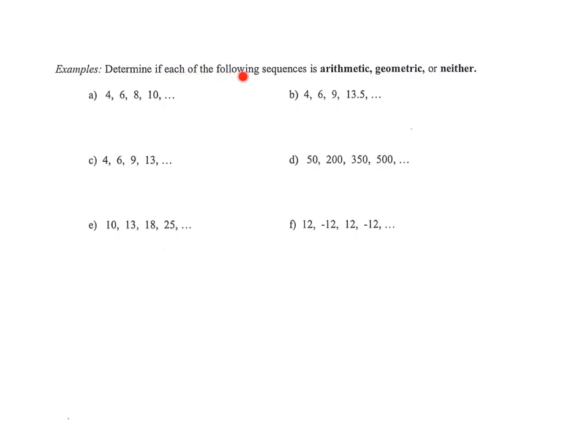Determine if each of the following is arithmetic. Arithmetic means you're either adding or subtracting. Geometric is you're multiplying or dividing to get the next term, or neither. What I first do is check to see if it's arithmetic. If it's arithmetic, when I do 10 minus 8, 8 minus 6, 6 minus 4, they're all the same. And it is. I'm adding 2, so this is arithmetic.